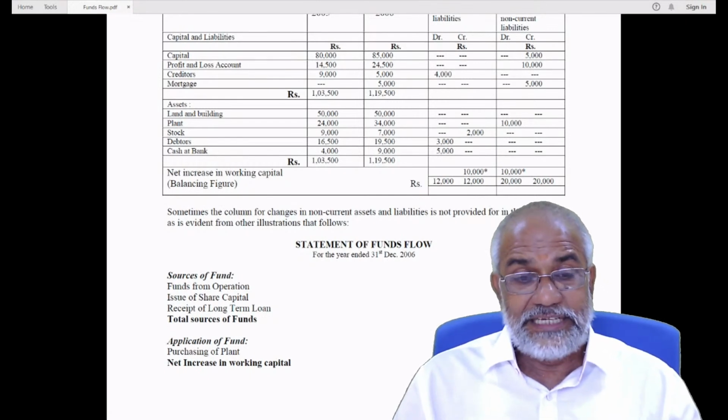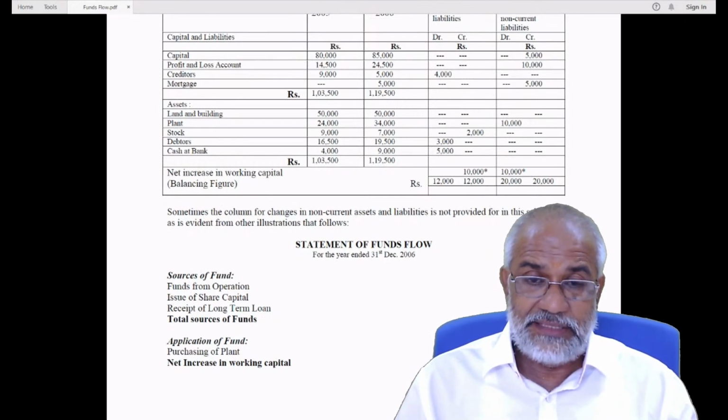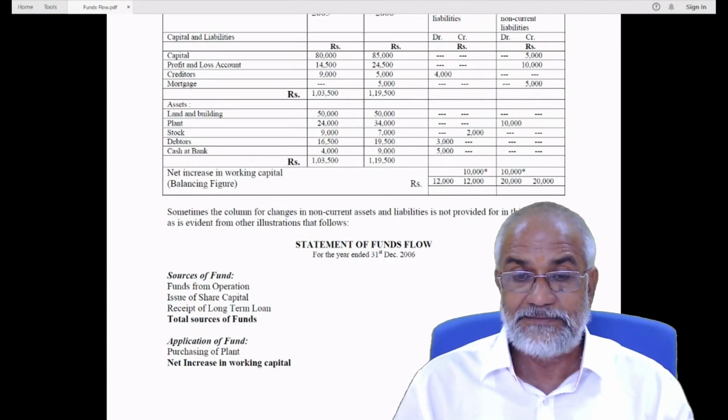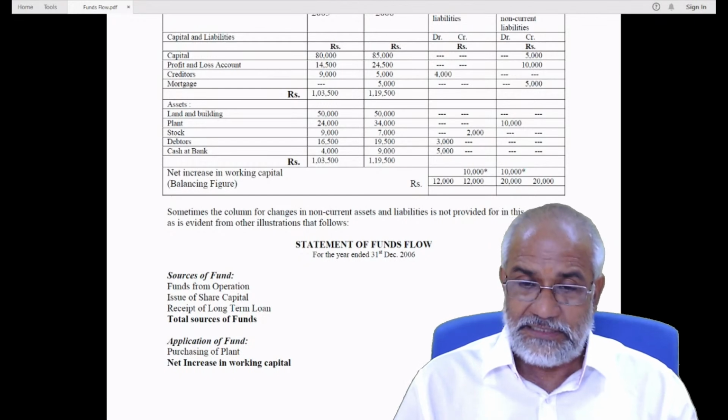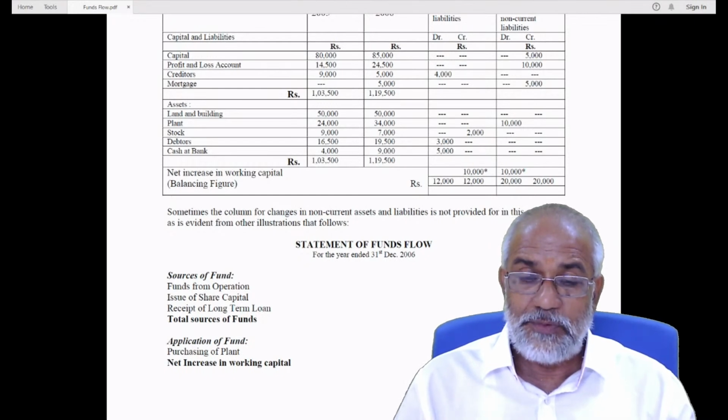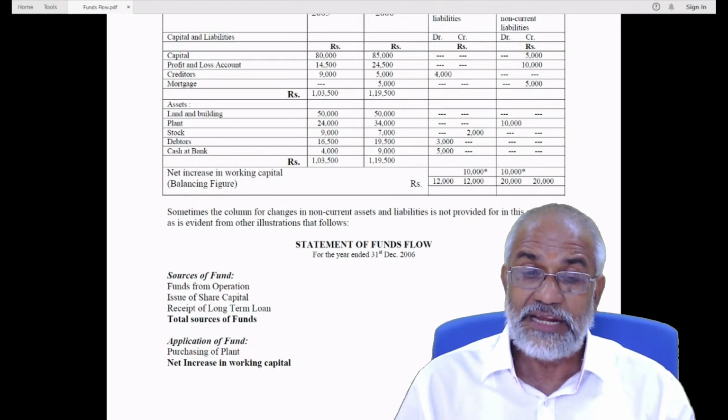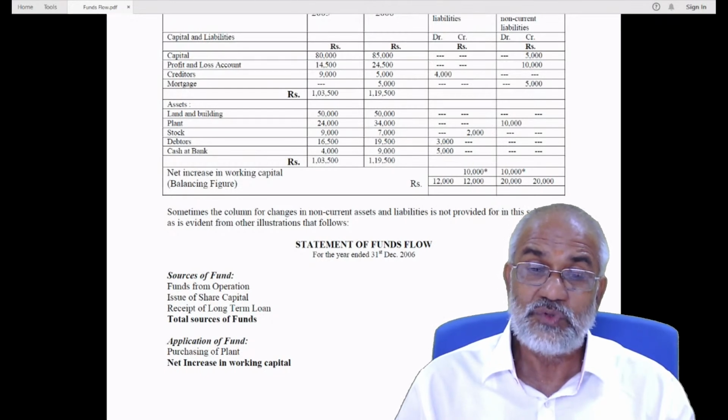So the utility of step 2 and step 3, that means the preparation of individual accounts involving hidden transactions and the preparation of the memorandum profit and loss account or the adjusted profit and loss account, will come into picture when the additional information is given to the balance sheet.